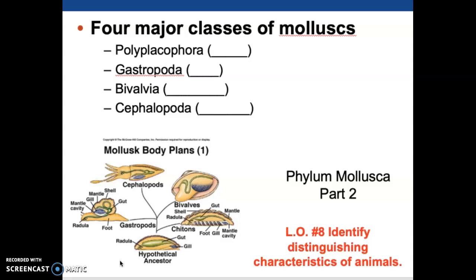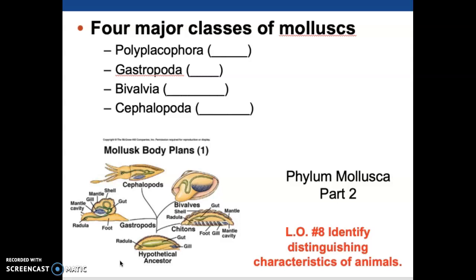So we have Polyplacophora, which are the chitons. We have Gastropoda, which are the snails and slugs. Bivalvia: clams, mussels, oysters. I forgot to mention scallops. Those guys go into Bivalvia. And then the Cephalopoda being our squids, octopuses, chambered nautiluses, and cuttlefish.